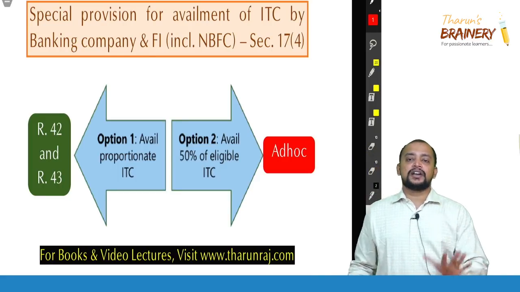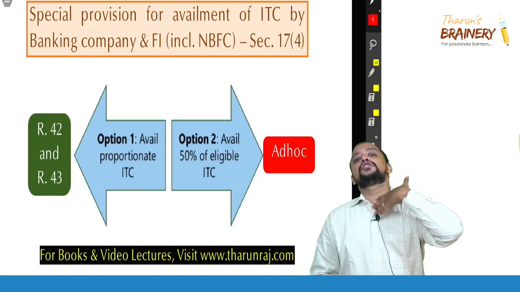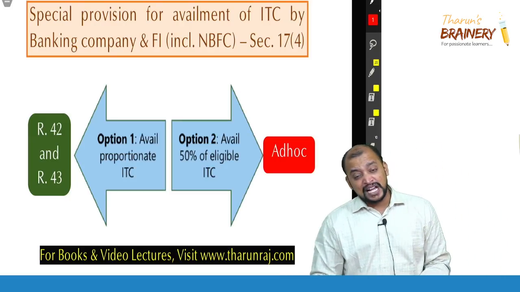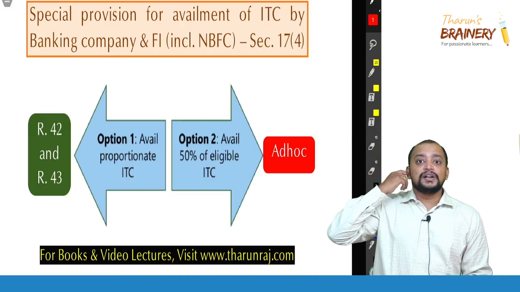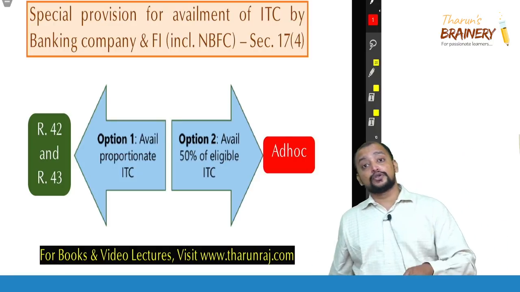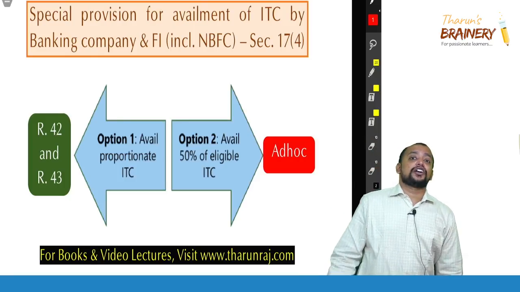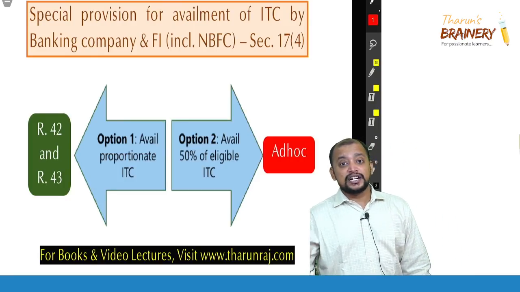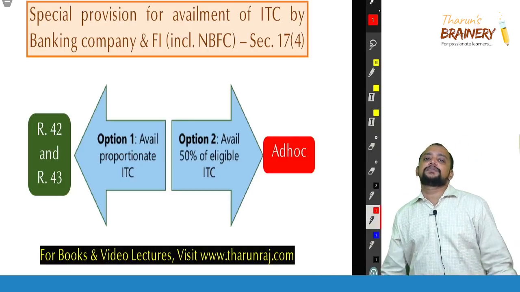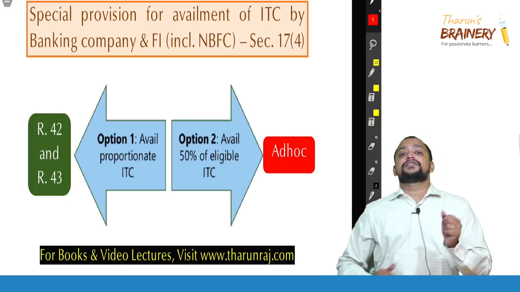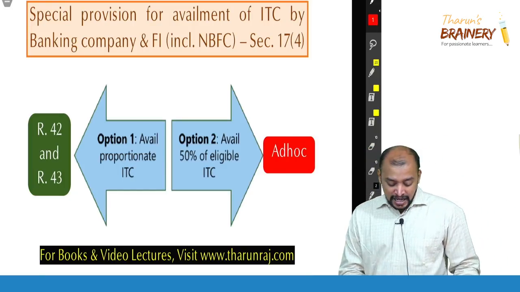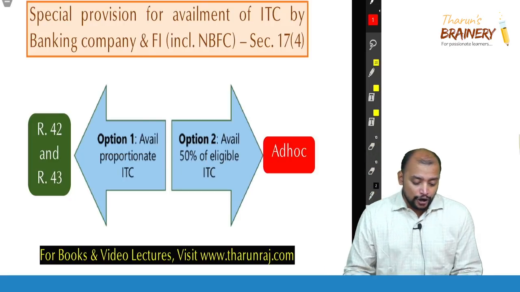What is option 2? Ad hoc, that is 50%. What is the logic in that? 50% is assumed to be exempted supply, meaning interest income is assumed to be 50%. Suppose the other income is 60%, and I would be getting only 50% of the credit, so it is not advisable to go for option 2; it is advisable to go for option 1. If the other income is somewhere around 40 or 30%, then I will get credit only 30%. If the other income is only 30% and interest income is 70%, I will get credit only 30%. So it is advisable to go for option 2, because under option 2, how much reversal? Only 50% reversal. So that is option 2, ad hoc.